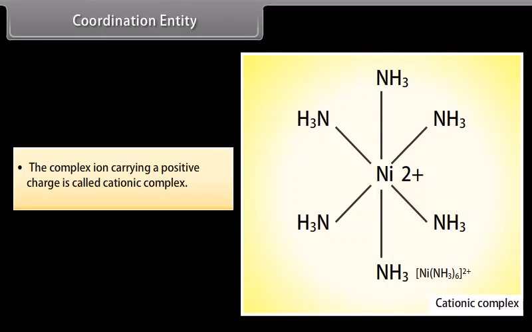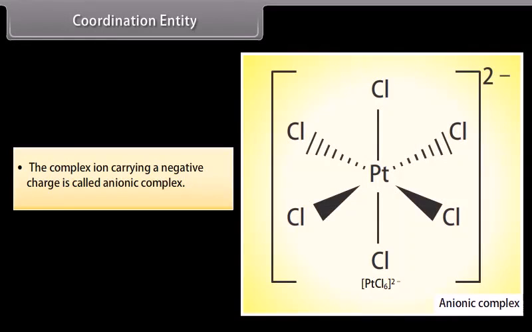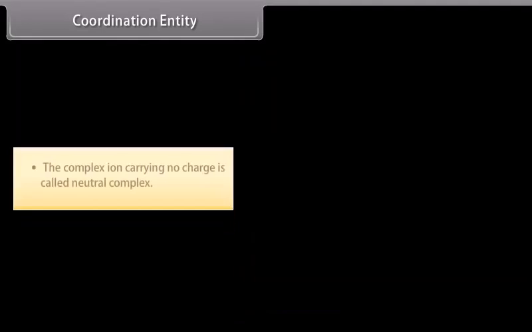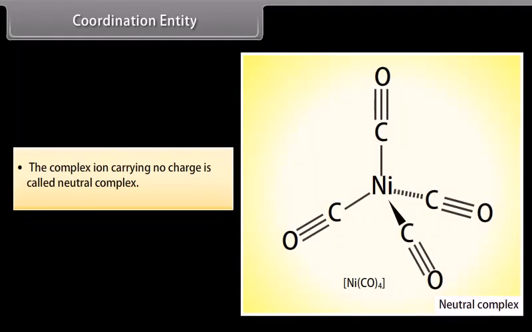[Ni(NH3)6]2+. The complex ion carrying a negative charge is called an anionic complex. For example, [PtCl6]2-. The complex ion carrying no charge is called a neutral complex. For example, Ni(CO)4.